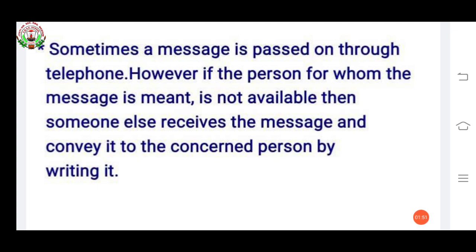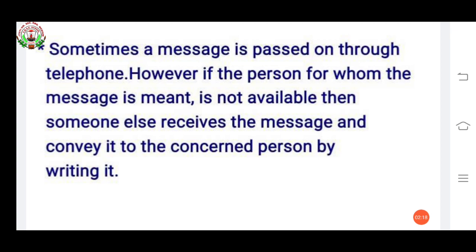For example, if someone called to talk to your father and he is not at home, means he is not available at home, then what will you say? If you receive the call, you will say he is not at present. Any message you can tell me, I will convey to my father.